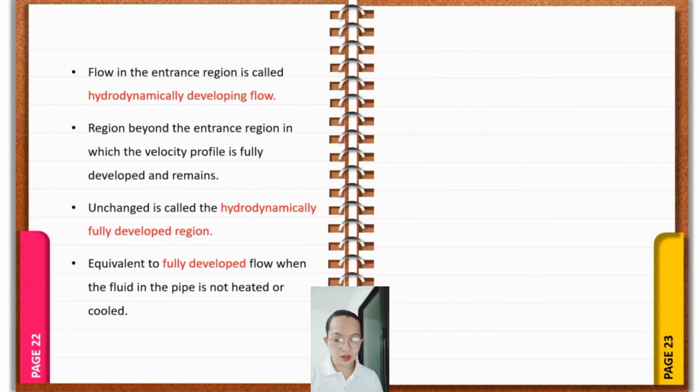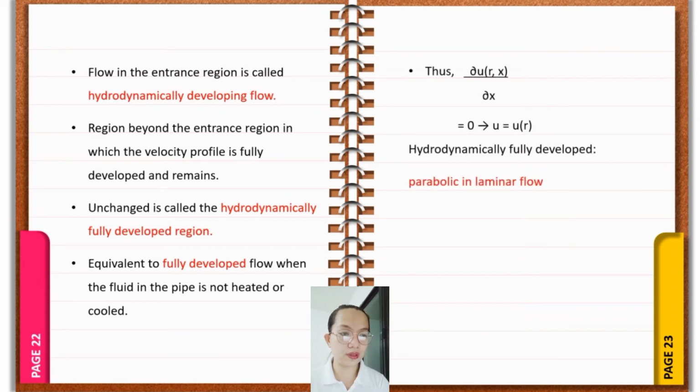So what is the flow in the entrance region? It is called the hydrodynamically developing flow, since this is the region where the velocity profile develops. The region beyond the entrance region, in which the velocity profile is fully developed and remains unchanged, is called the hydrodynamically fully developed region. This is equivalent to the fully developed flow when the fluid in the pipe is not heated or cooled. Thus, the formula is like this.